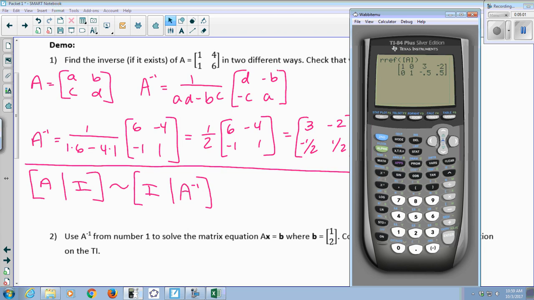So I have the identity moves to the left, and I have 3, -2, -1/2, 1/2, which is what I got using the formula.